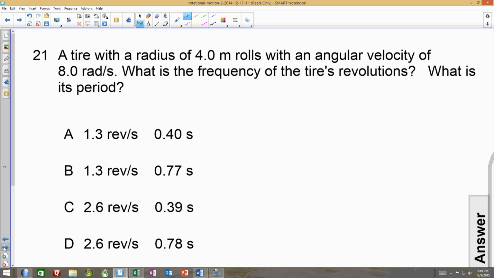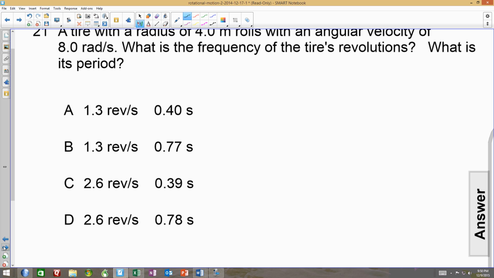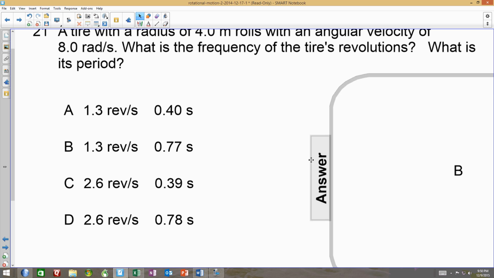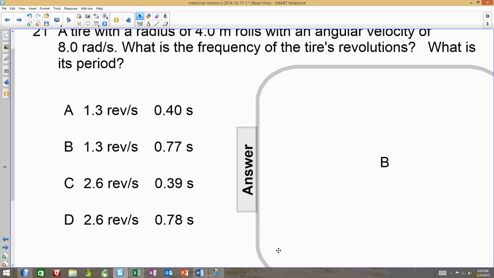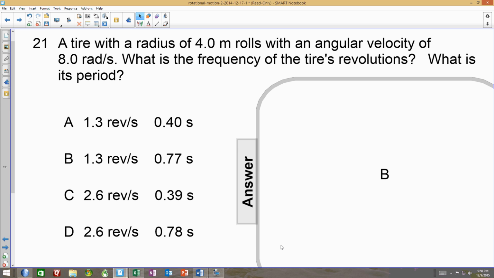Okay, a tire with a radius of 4 meters rolls with an angular velocity of 8.0 radians per second. What is the frequency of the tire's rotations? What is its period? Go ahead and pause the video now. Okay, so let's look and see if you have the correct answer. The correct answer is B. 1.3 revolutions per second, 0.77 seconds is the period.